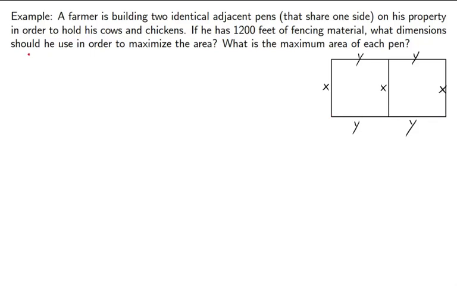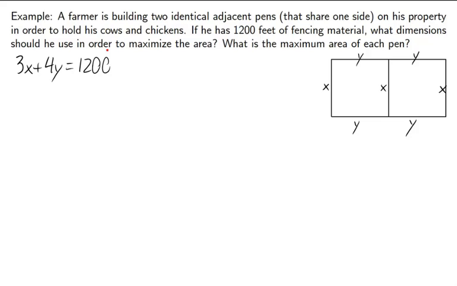What we're going to do is write down that 3x plus 4y is my fencing, and I get that to be 1200. Here's the usual strategy. First, write a constraint equation. Write down something that tells you this is a quantity that I have a limit on, and I'm going to write an equation that models that.